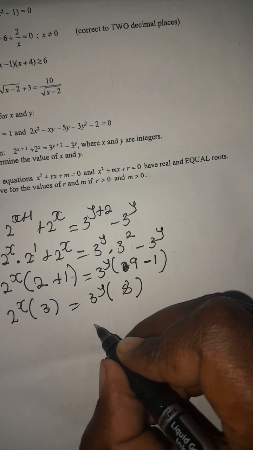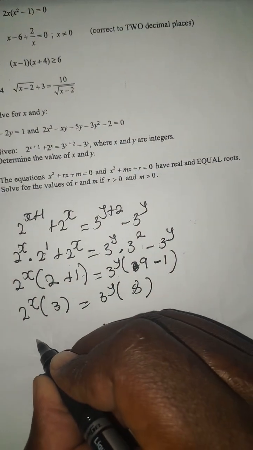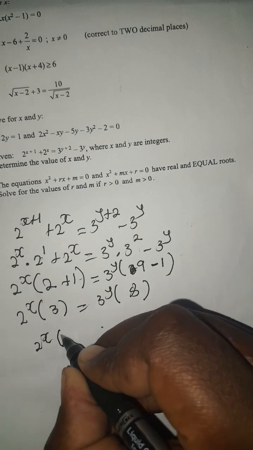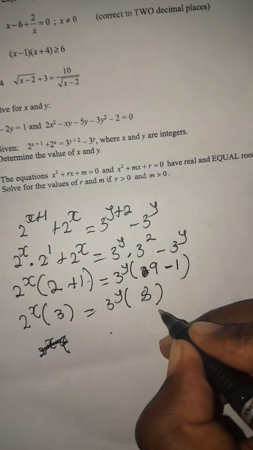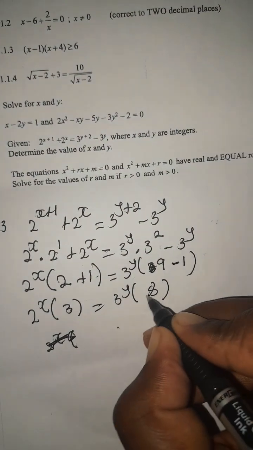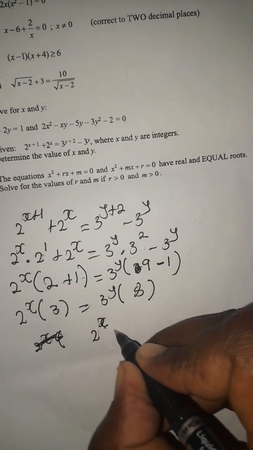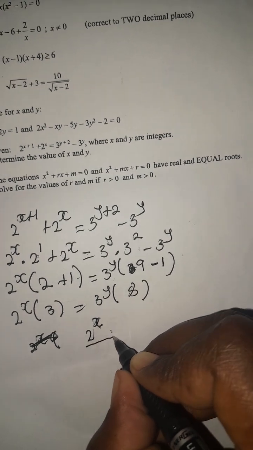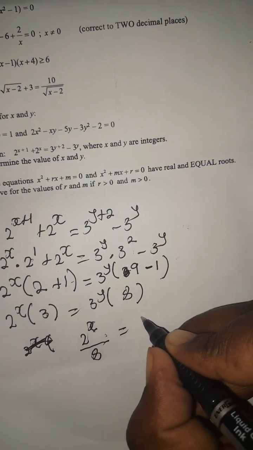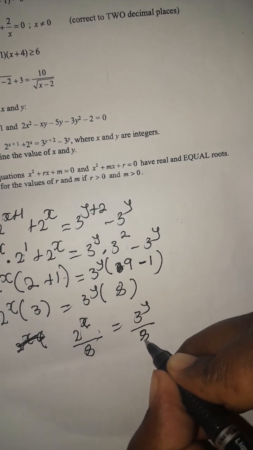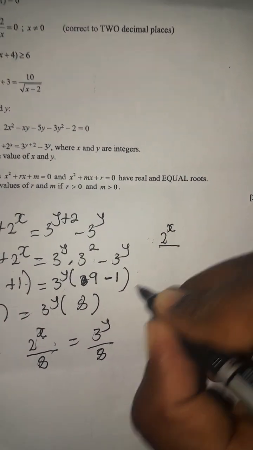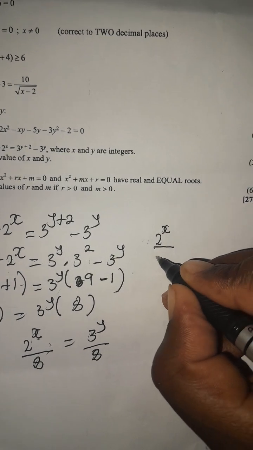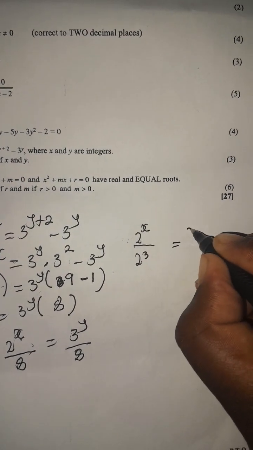The best way, guys, is to divide by 3 on the other side, and also divide by 8 on the other side, meaning that we are going to have 2 to the power of x divided by 8. Similarly, here we are going to have 3 to the power of y divided by 3. You can change 8 to the power of 2. If you change 8, that will be 2 to the power of 3.